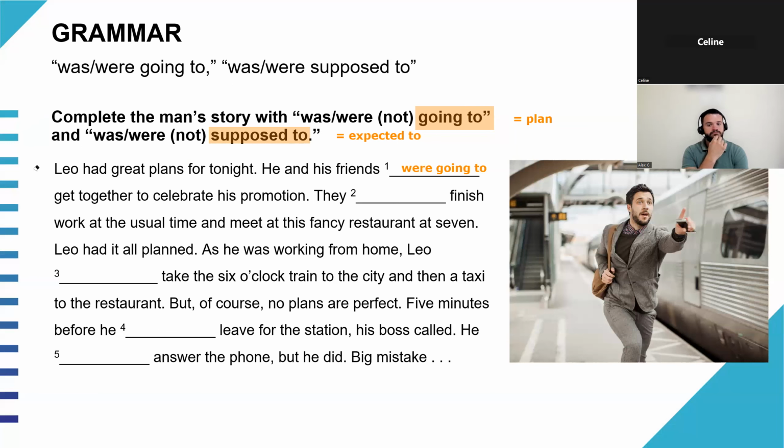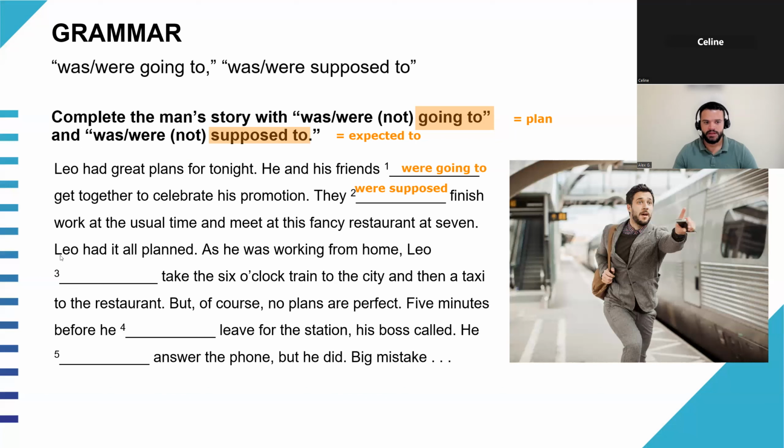They were supposed to finish work at the usual time. Perfect. This fancy restaurant at 7. Excellent. Very good. So this is expected, right? They expected to finish, but maybe something happened. Maybe there were some problems. Something might have happened.